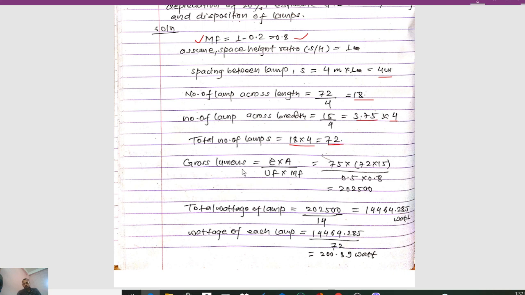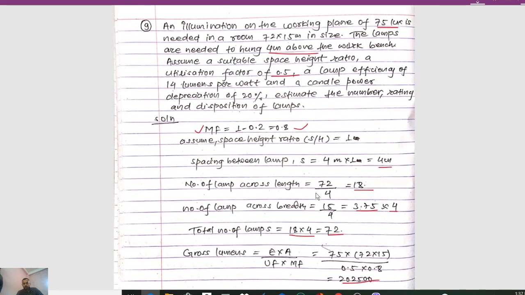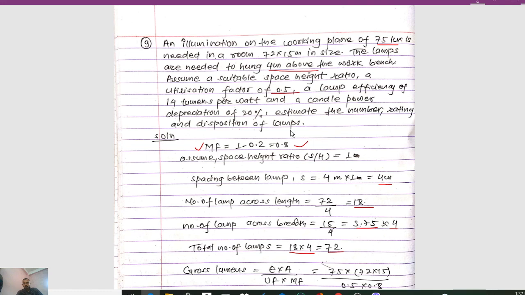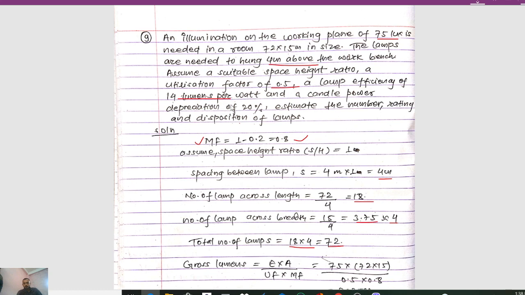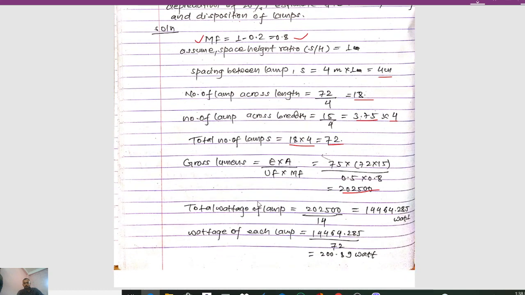And now for gross lumens, we have the formula: gross lumens equals E into A upon UF into MF. So once you substitute all the values, you'll get here 202500. The total wattage of lamps will be this gross lumens upon 14, where lamp efficiency is given as 14 lumens per watt. So the total wattage of lamps will be gross lumens upon luminous efficiency, so 14464.285 watt. This will be the total wattage of the lamps.